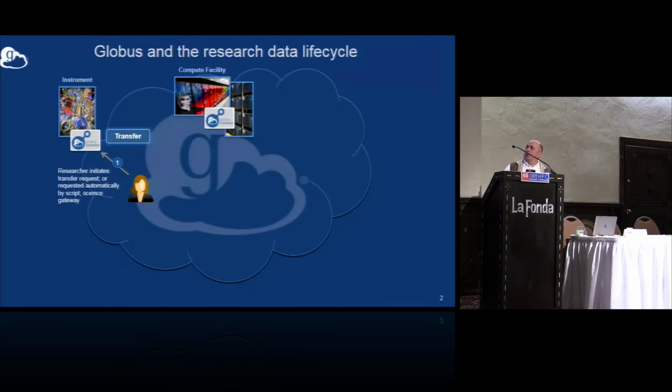So the researcher should be able to initiate a transfer request and then rely on the Globus service, which is something that runs in the cloud. It actually runs on Amazon EC2. And it talks to those two Globus Connect services and makes sure that the data gets from one place to the other.